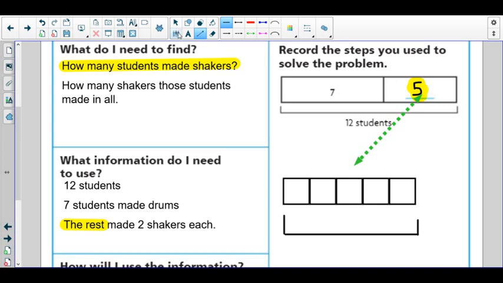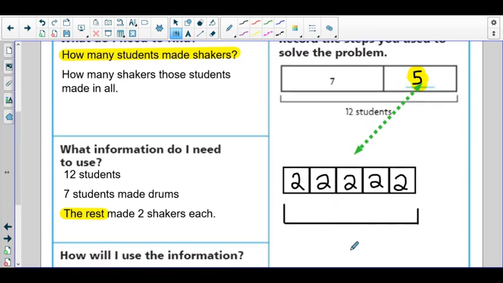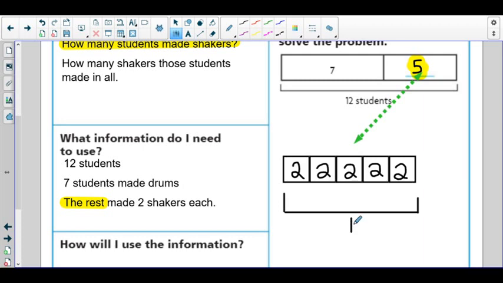Well, the rest made 2 shakers each. Here's 2, there's 2, 2 right there, 2 right there, and 2 right here. So these 5 students made 2 shakers each. So how many did they make? They made 10. And that's going to answer how many shakers did they make in all.